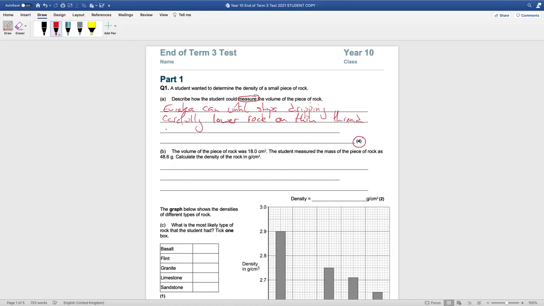You will capture the water that spills out in a measuring cylinder. And the volume of the water equals the volume of the submerged rock.